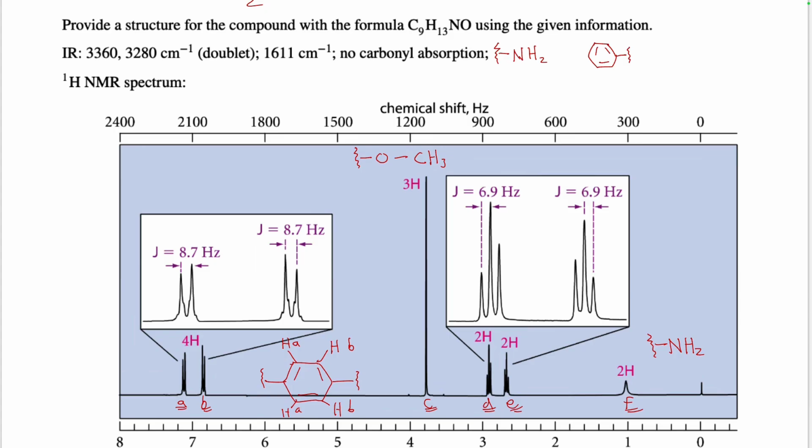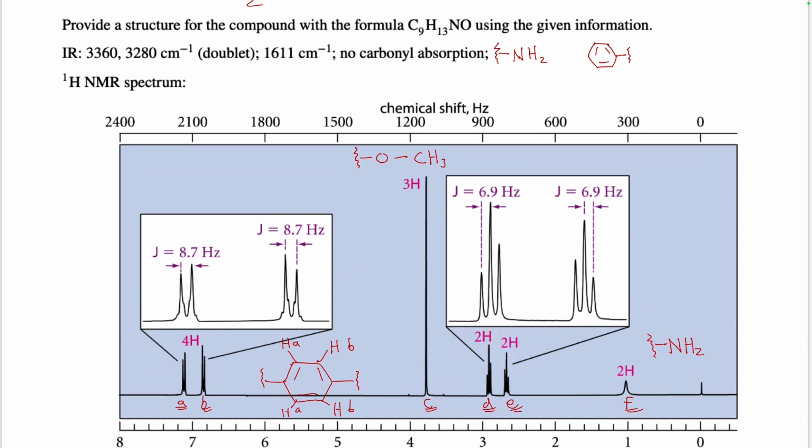All right, then the last things we have to get are this pair of triplets here. So there's a blow up of them, so you can see they're actually triplets. They appear on the main spectrum down here between about 2.6 and 3 parts per million. And there's 2 of them, and each has an integration of 2.